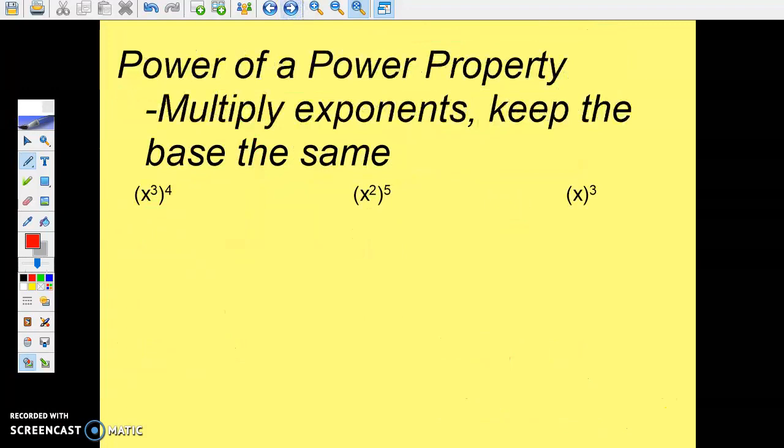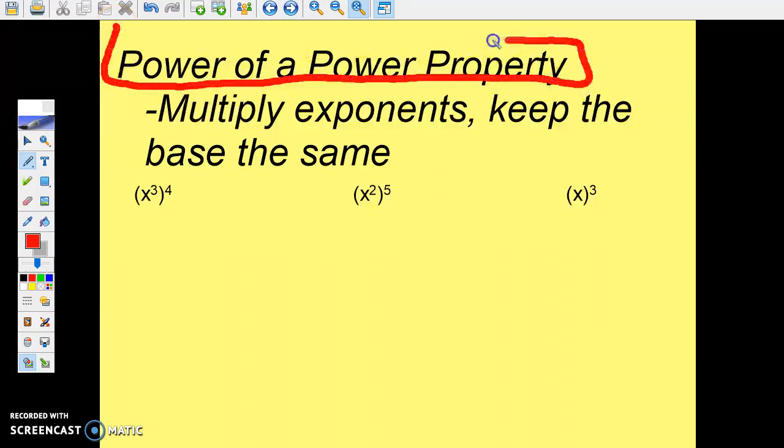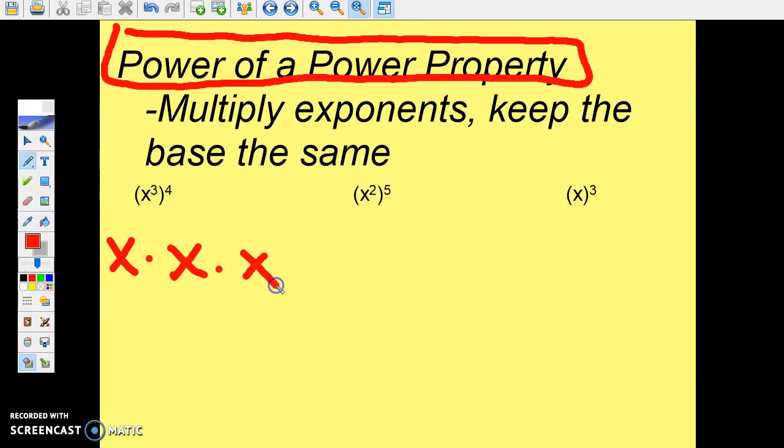The second property that we're going to talk about is the power of a power property. So inside your notes, make sure you have the label of the property, power of a power property. The characteristic here is when you have an exponent with a power inside parentheses and then you have another exponent outside the parentheses. What this is saying is x to the 3rd power is being raised to the 4th power. So what that would look like is you would have x to the 3rd power, so that means x times x times x. But you're going to see that a total of 4 times.